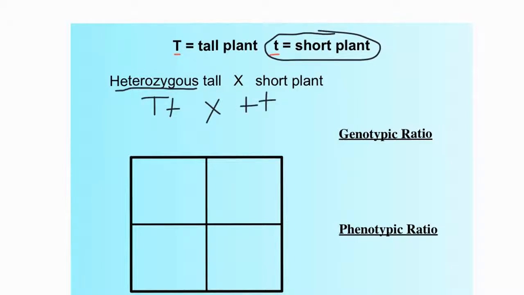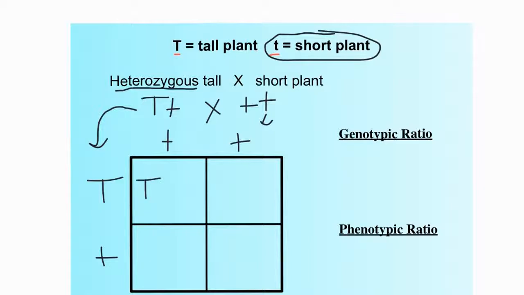All right, so now let's put their alleles on the side and the top. So we'll put this guy on the side. So we have the big T, little t. And we'll put this guy on the top, little t, little t. Now it's just fill in the boxes.